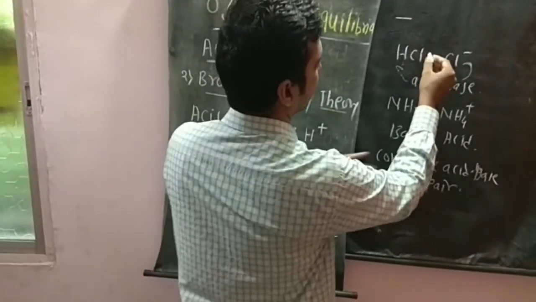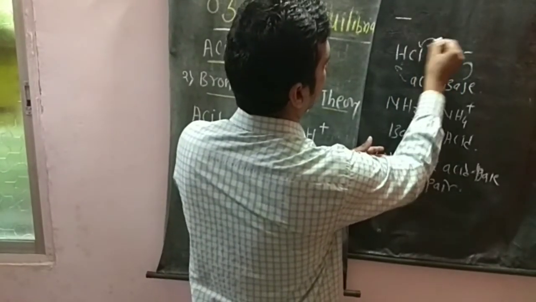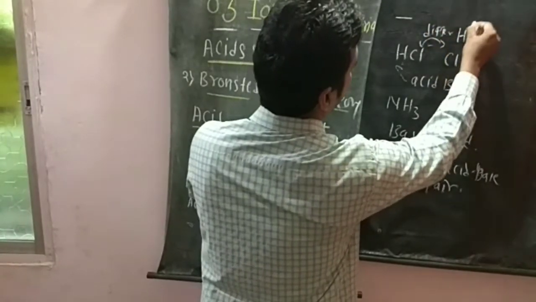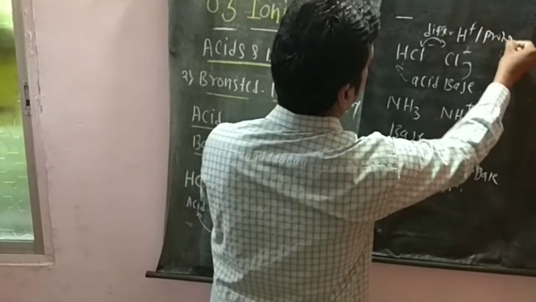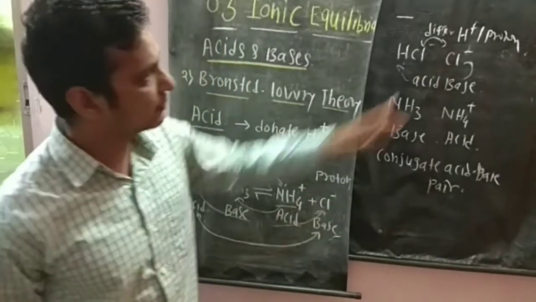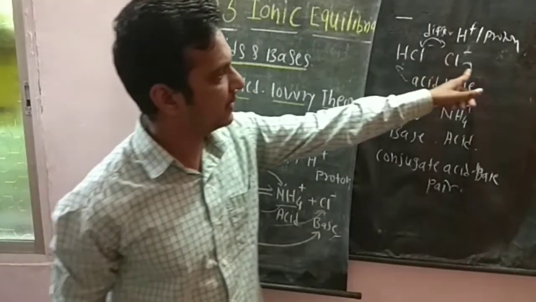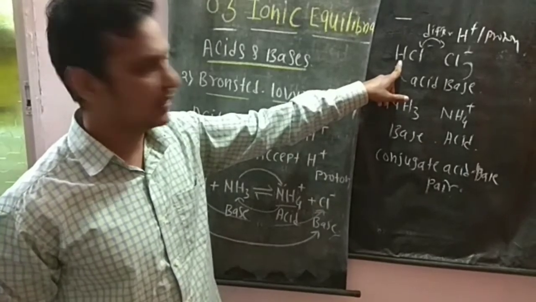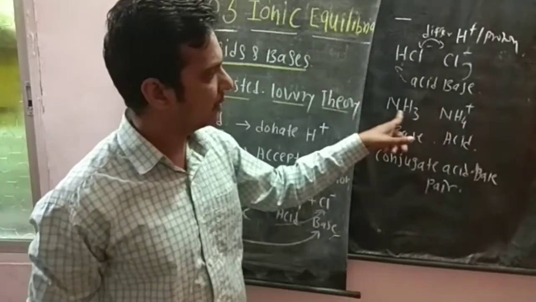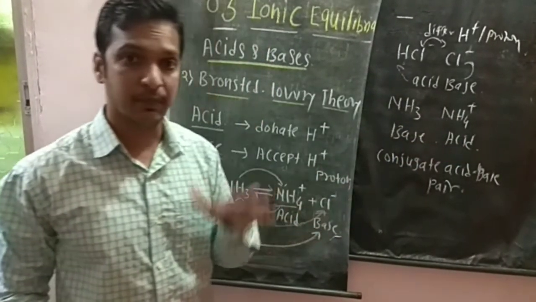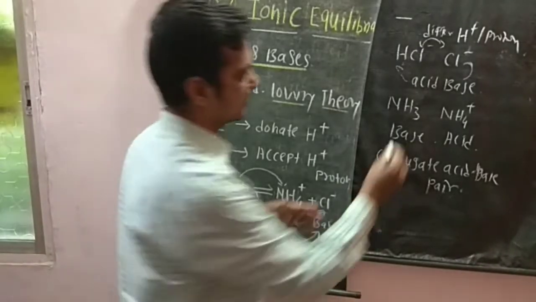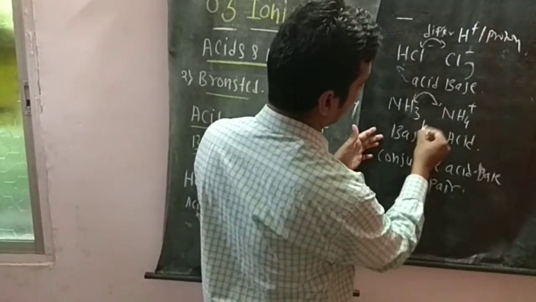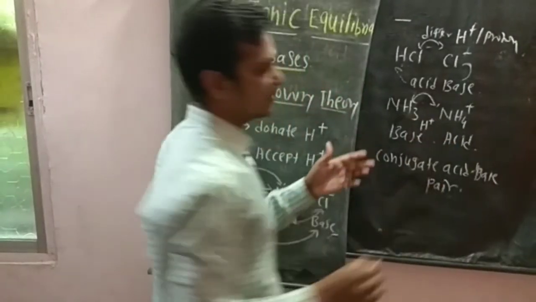So conjugate acid base pairs differ by only H plus, meaning proton. Because in the case of HCl and Cl minus, what is the difference? They differ by only one H plus. Here also, NH3 and NH4 plus: the difference between NH3 and NH4 plus will be H plus.